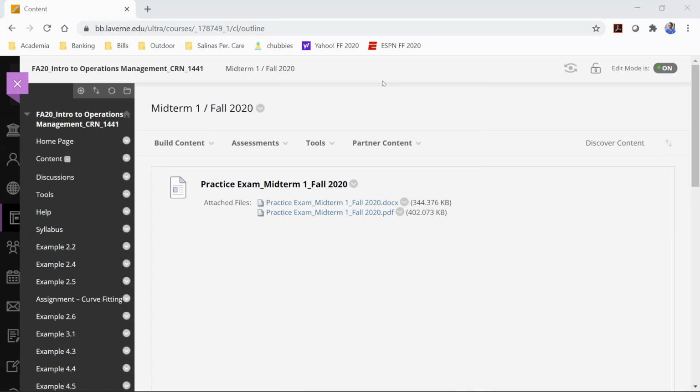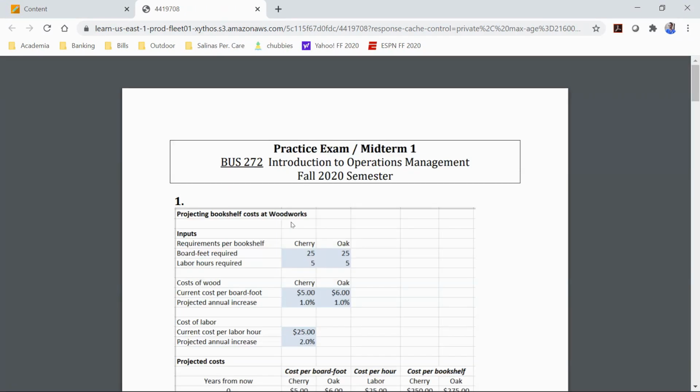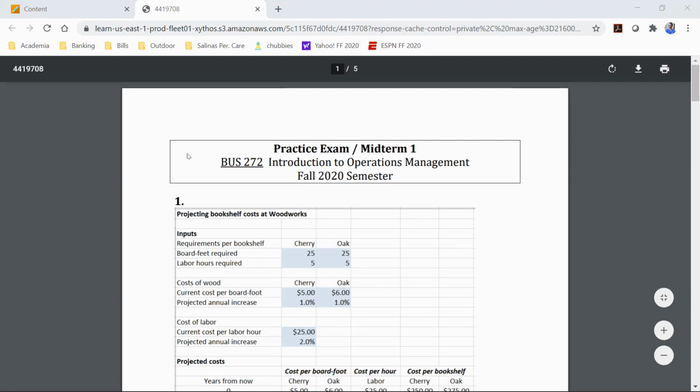Okay, so if you go on Blackboard and you scroll down where it says Midterm 1 Fall 2020, I posted yesterday, I believe, a practice exam. They're both the same thing. So here's the PDF. Let me just run through the practice exam, and then we'll solve it in the Word file.